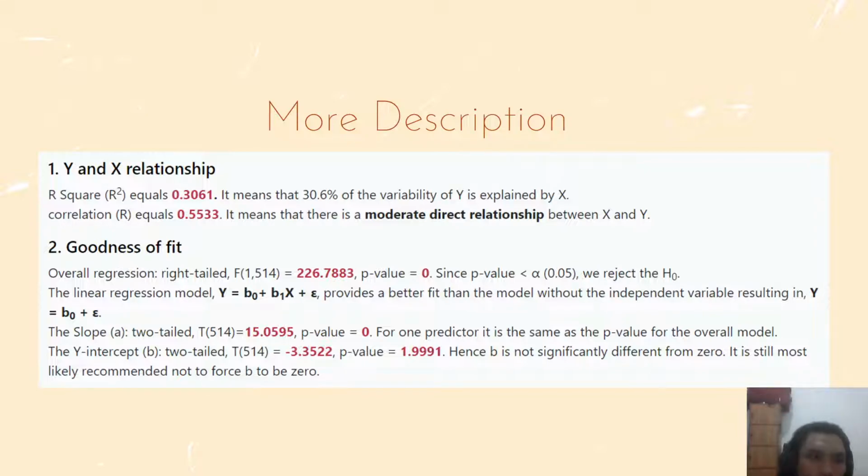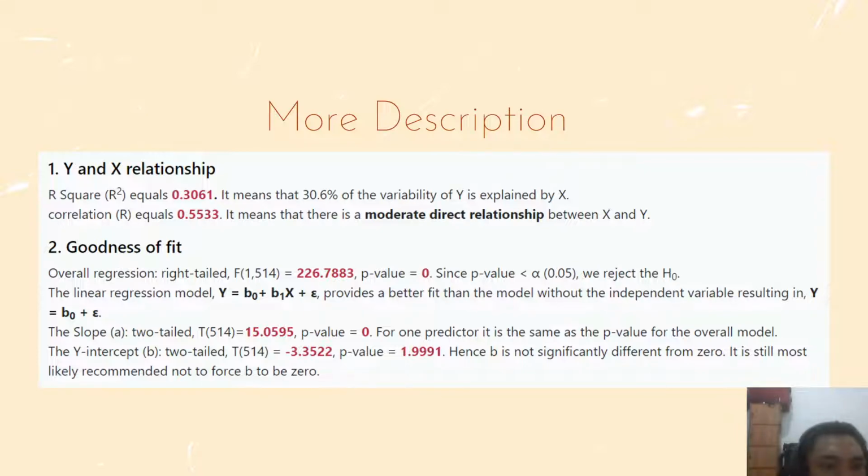And then I have more description about the regression analysis as well. So the first one is the y and x relationship, with r squared equals 0.3061. It means that 30.6% of the variability of y is explained by x. So it is the same as before when I used the simple case, that how fast a certain person can play a certain instrument, the data itself, we can use it to predict whether they will be successful in the upcoming debut in music performance or not.